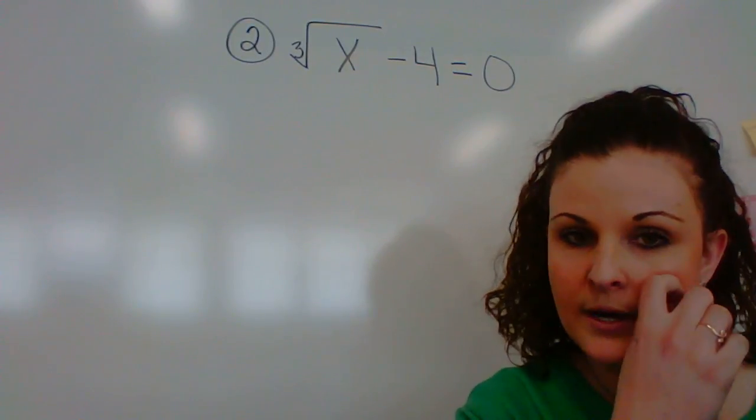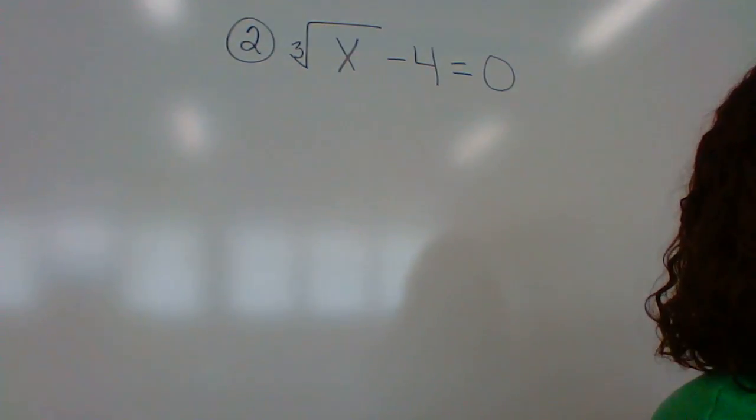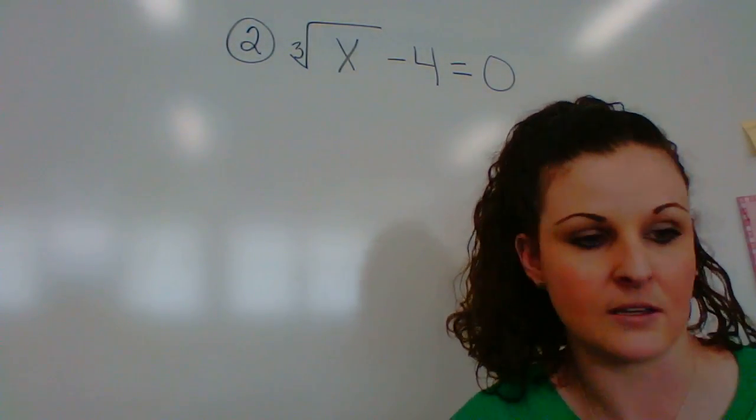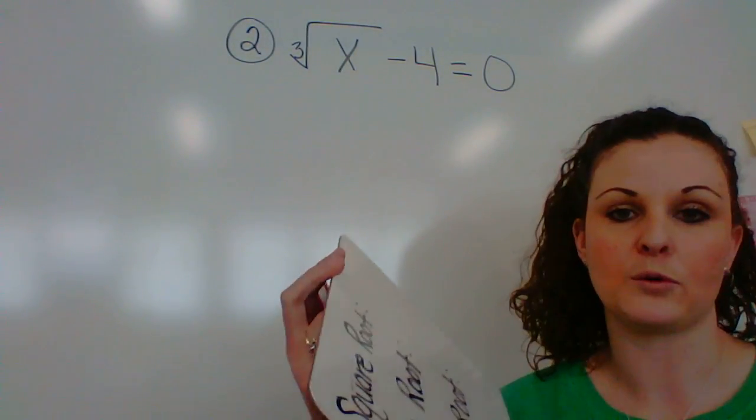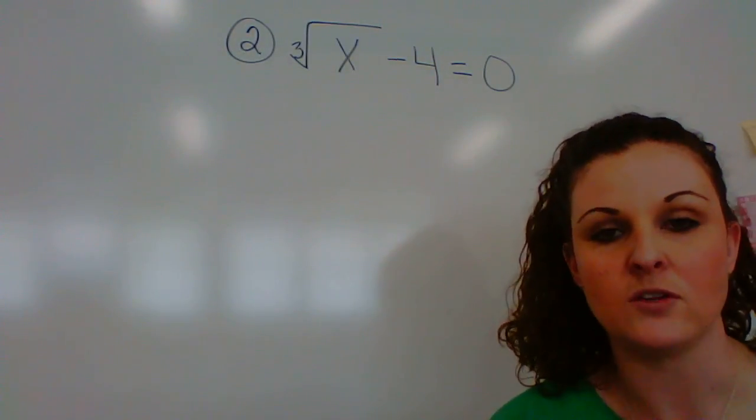Okay, so we're going to do problem number 2 now. So that's what's behind me. I want to talk about what's on the right side of this problem, and that's the square root, cube root, fourth root. Looks like this. So I'm just going to describe what you've seen before.